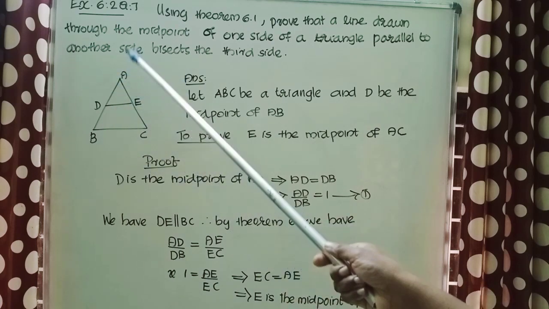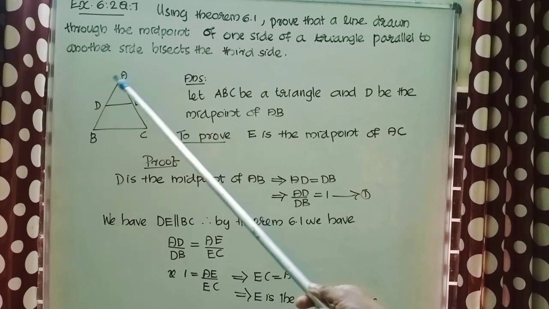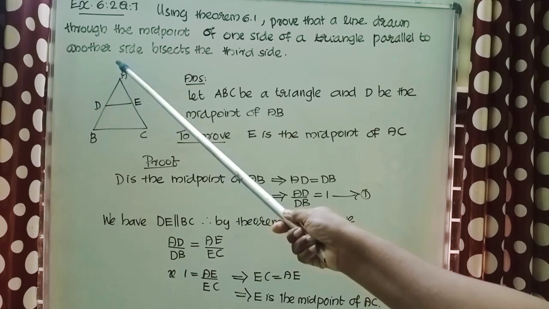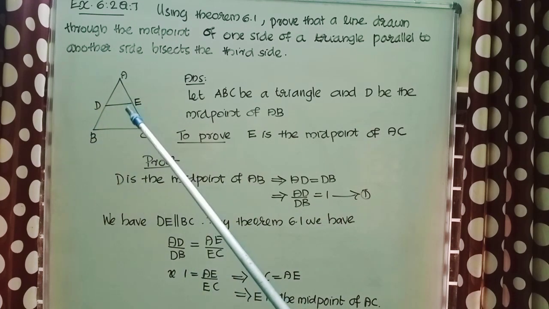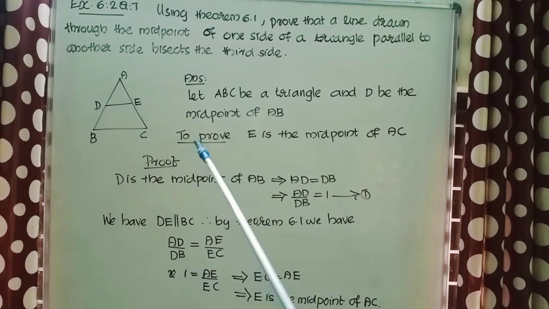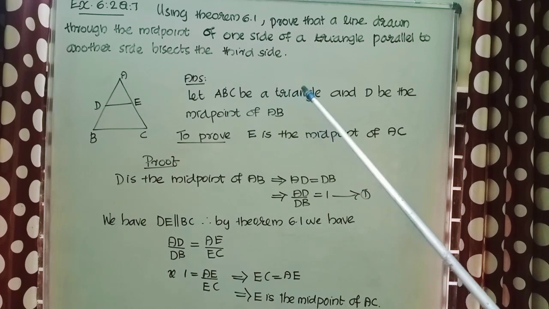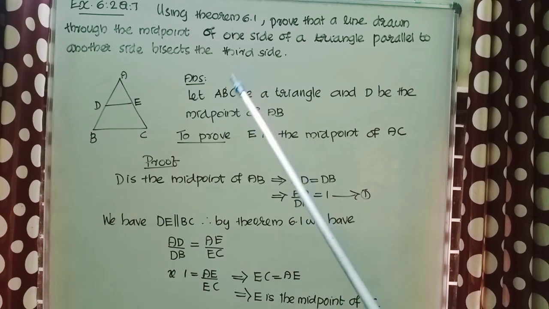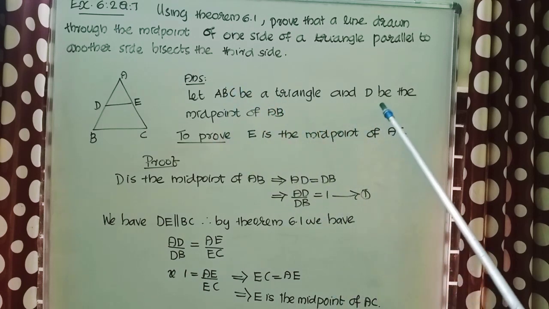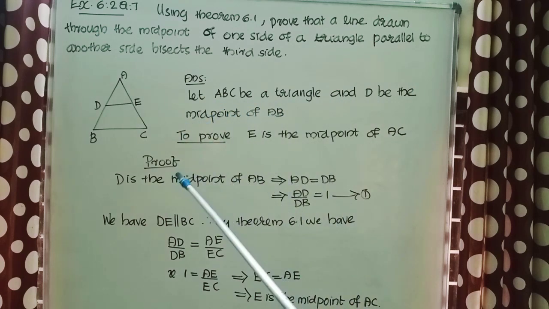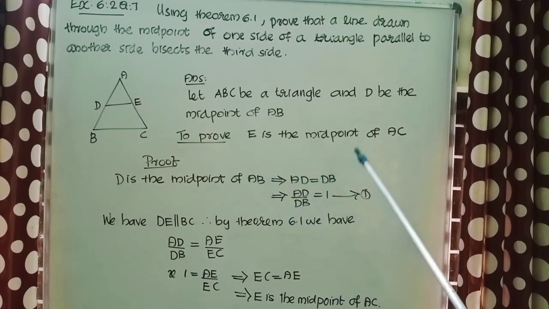Here triangle ABC and DE is parallel to BC and it is given D is the midpoint of AB. We need to prove this E is the midpoint of AC. So here it is given, let ABC be a triangle and D be the midpoint of AB. To prove E is the midpoint of AC. So proof. First point, D is the midpoint of AB implies AD equal to DB.